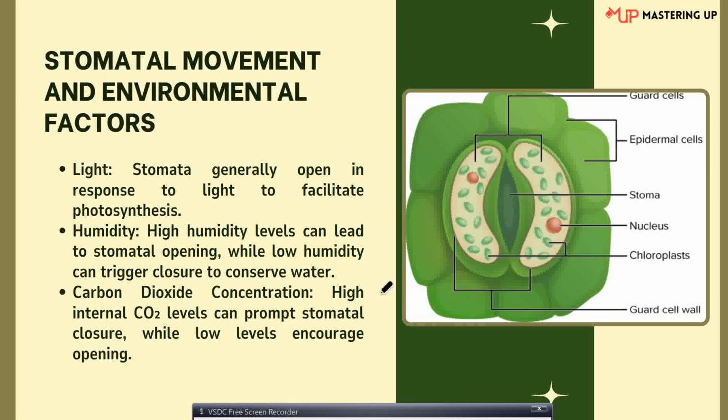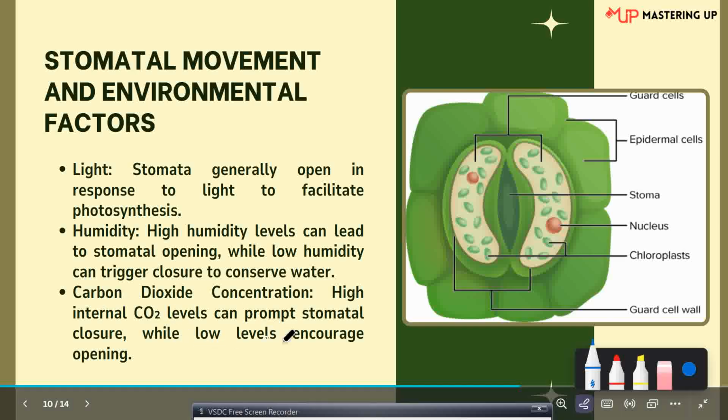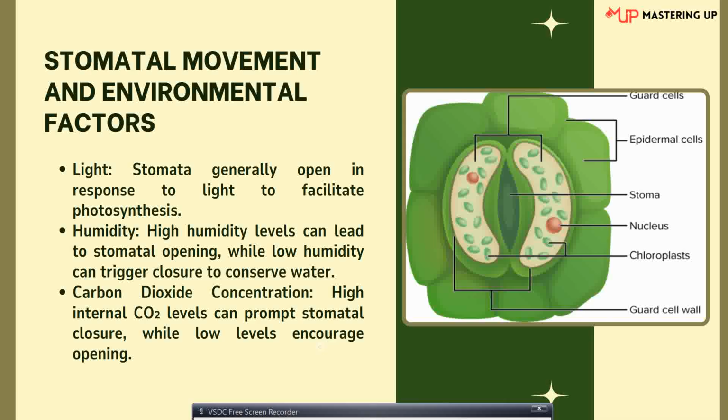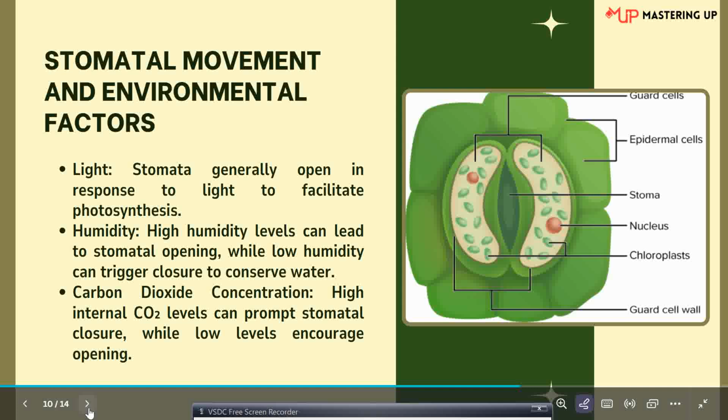Now the carbon dioxide concentration. High carbon dioxide concentration can promote stomatal closure, while low levels encourage the opening. When the carbon dioxide level is low inside the plant, this will create the opening of stomata to take up more carbon dioxide for the process of photosynthesis. Now coming to the next slide.